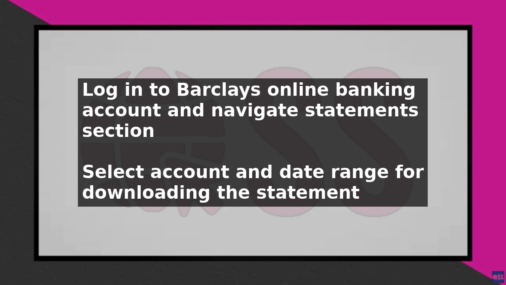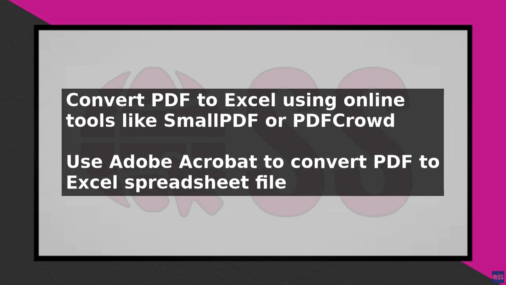You can do this using a few different methods. One option is to use an online conversion tool, such as Small PDF or PDF Crowd. These tools allow you to upload your PDF statement and download it as an Excel file. Another option is to use Adobe Acrobat to convert the PDF to Excel. If you have Adobe Acrobat installed on your computer, you can open the PDF statement and select the Export to option. From here, you can choose to export the file as a spreadsheet and select Excel as the file type.